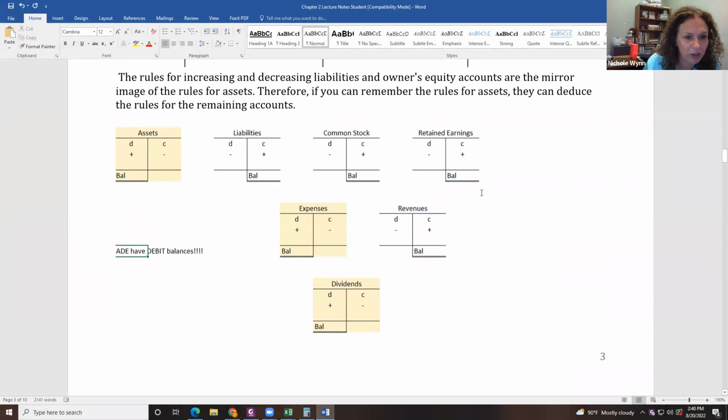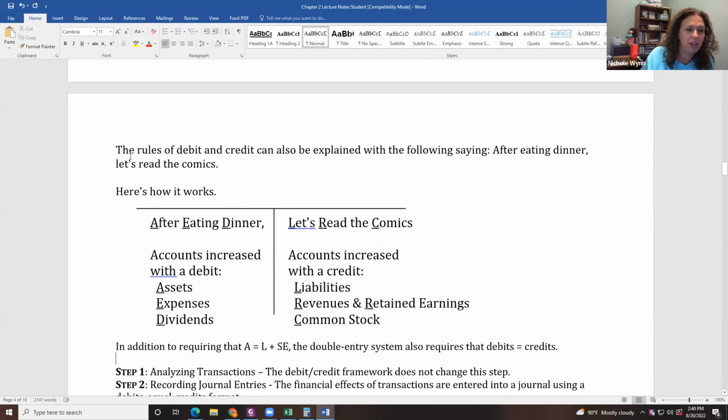So here is our little picture that we just took, where assets equal liabilities plus owner's equity. We see that assets, dividends, and expenses have their pluses on the debit side, whereas everything else's pluses are on the credit side. And we will use this concept to record transactions on our next page. So on to our next page.